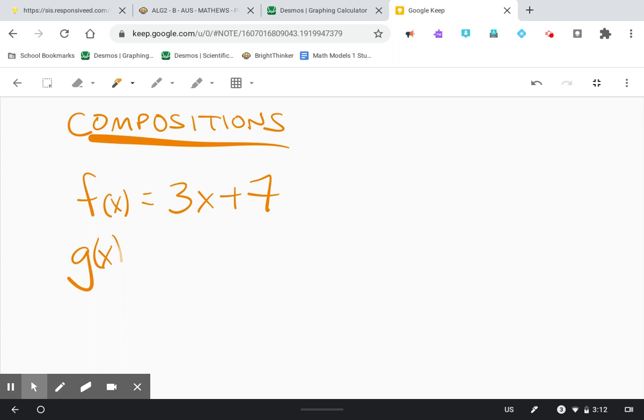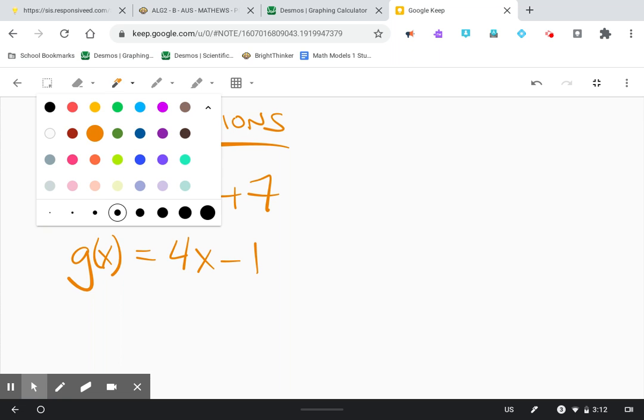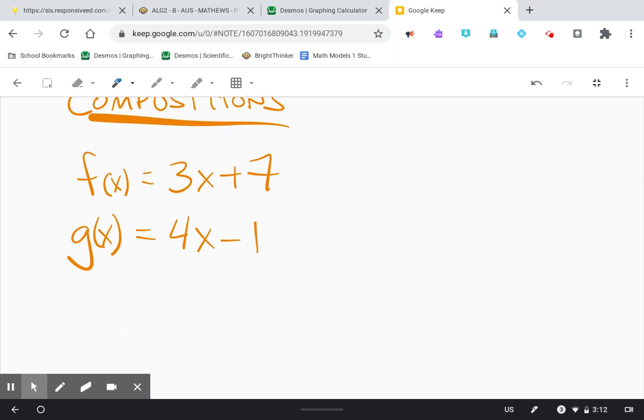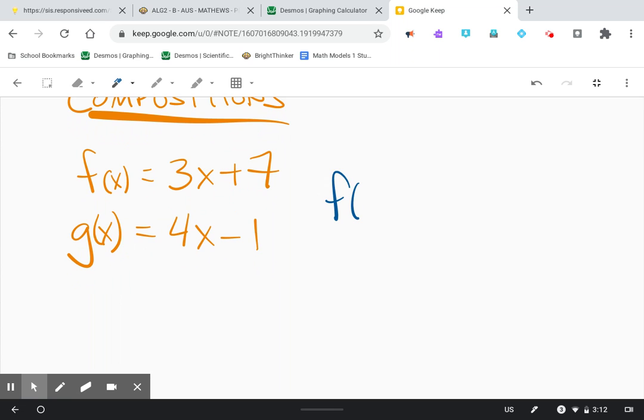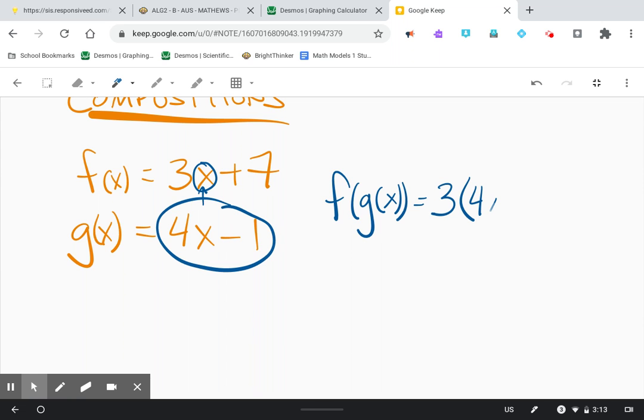Let's say I have these two functions, f of x and g of x, and they tell me that they want me to do a composition, and the way that is going to be notated is like this: f of g of x. If you remember, it means that I'm going to take the g function and put it in for the x in the other function. So when I do that, it's going to look like this: 3 with inside parentheses 4x minus 1, where the x was in the equation, plus 7.